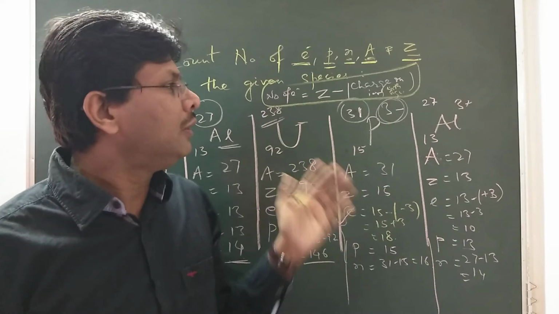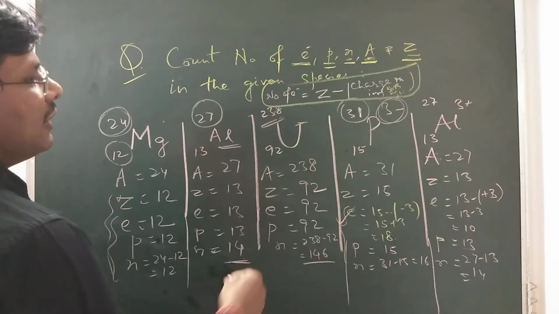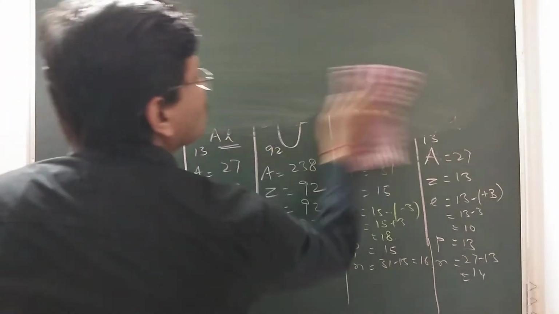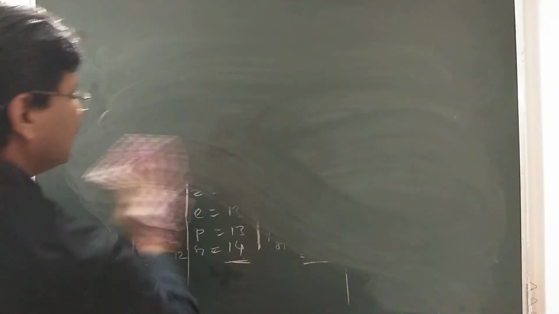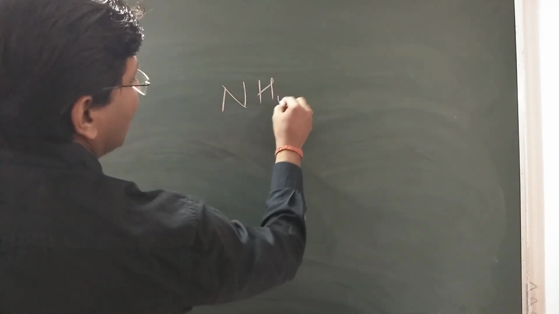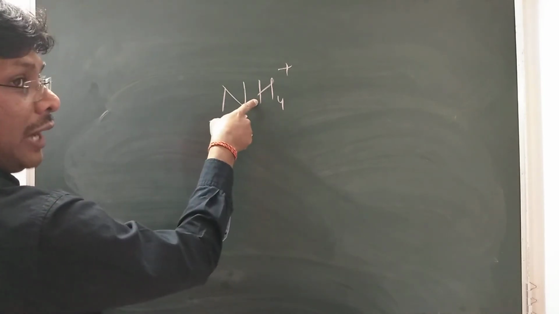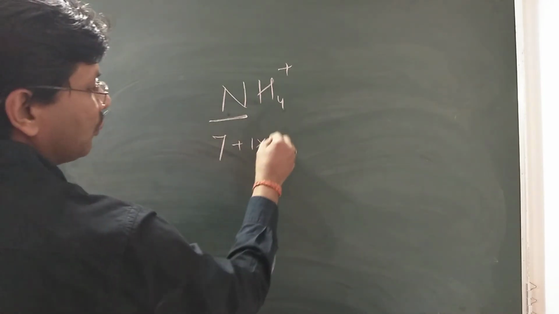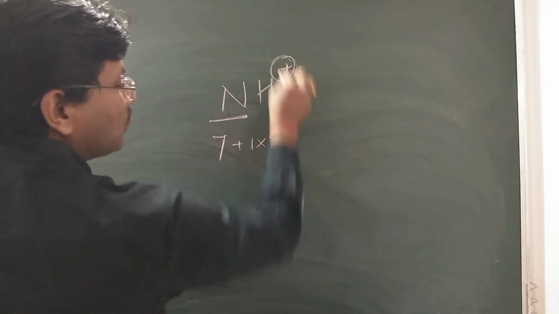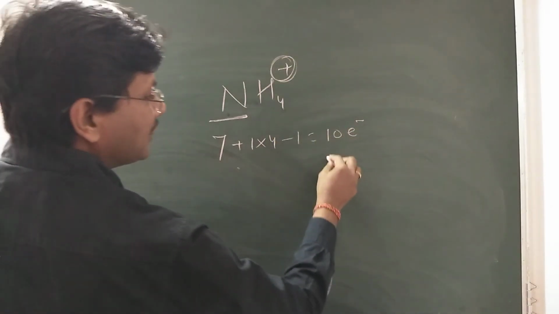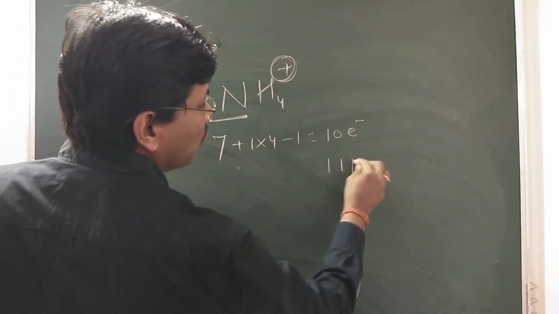So this was all. Suppose one more question is given like this: you are given to count the number of electrons in the ammonium ion. The number of electrons in nitrogen is 7, and in one hydrogen is 1, so 1 into 4, and for every positive charge you have to decrease 1 electron. So 10 electrons are there, and the number of protons remains 11, because proton does not change.